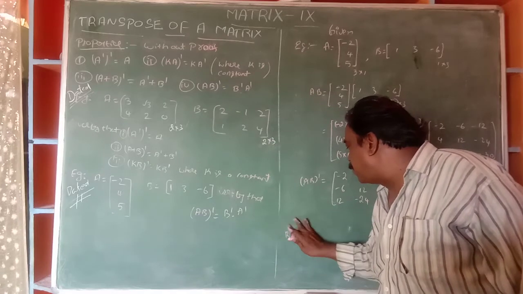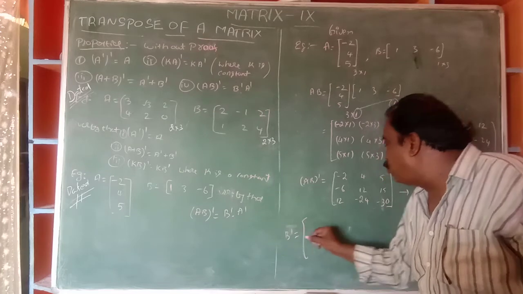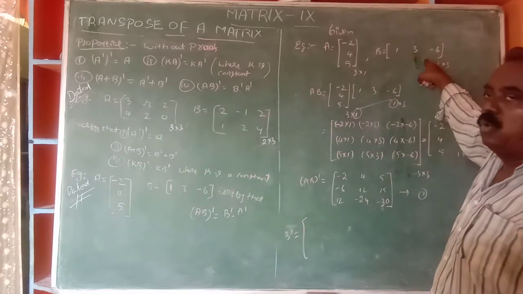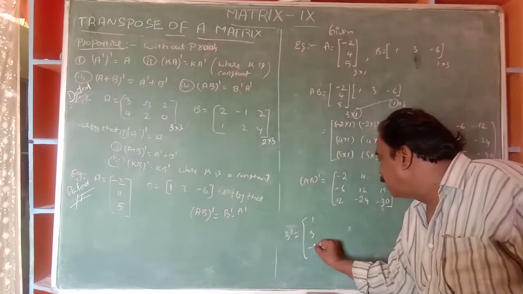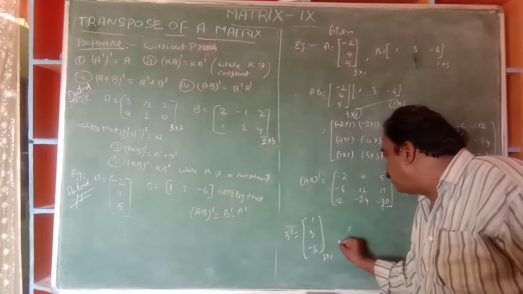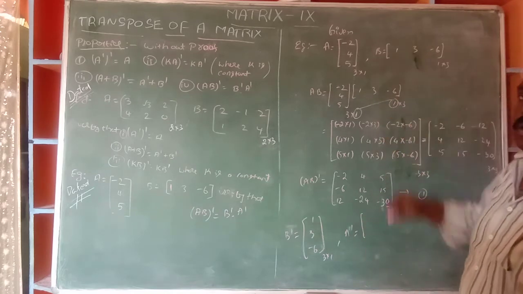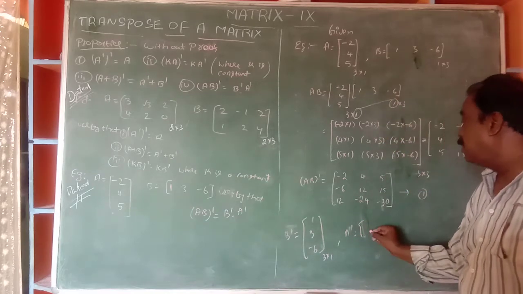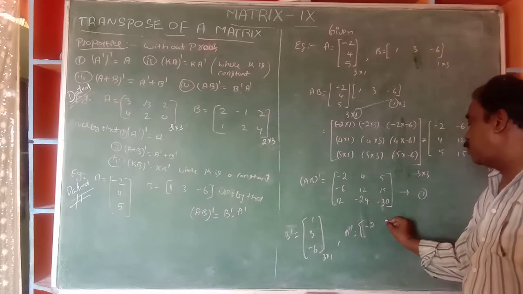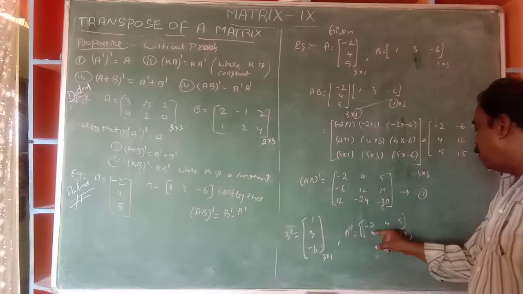Now, B transpose. What is B dash? B dash is similar. B is row. It will become as column. This is 3 by 1. And A dash. A dash is a column matrix. It will become as row. -2, 4, 5. This is 1 row, 3 columns.